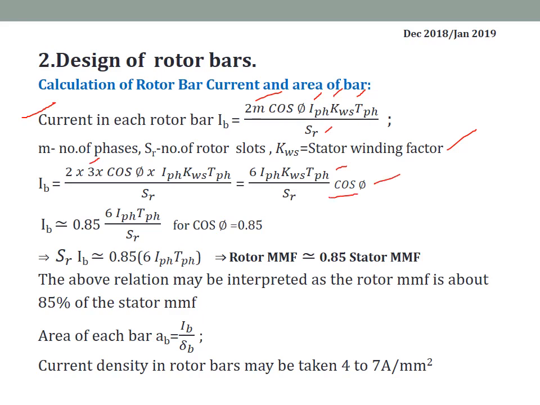So now IB is equal to, substituting cos phi equal to 0.85, 6 IPH, TPH divided by SR. Now take this SR to this side. So SR into IB is equal to 0.85 times 6 TPH IPH. So this will imply rotor MMF, that is SR into IB, is equal to 0.85 times stator MMF.